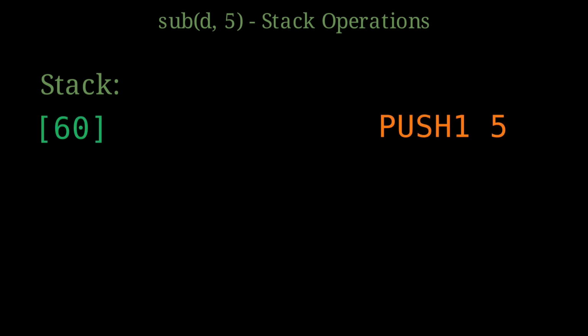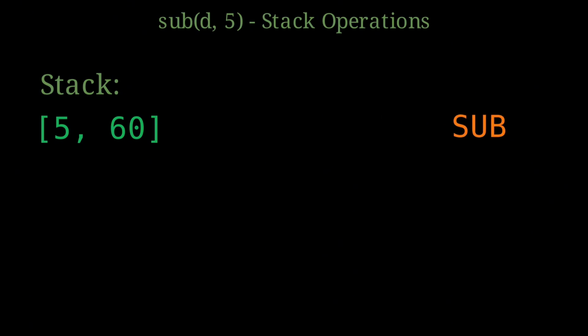Next up, subtraction. We need to subtract 5 from our current result. Our stack starts with 60. First, we push the value 5 onto the stack. Now we have 5 on top and 60 below. When we call the sub opcode, it performs 60 minus 5. The EVM pops both values, does the subtraction, and pushes 55 back onto the stack. 55 is our new result.